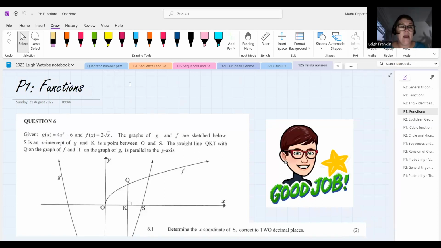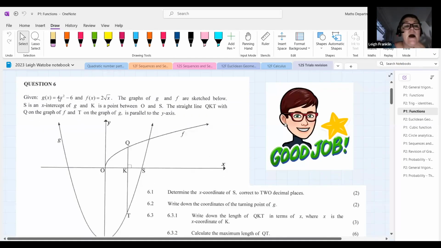It tells us that we have been given two graphs. First of all, we've been given the graph g of x, which is the graph 4x squared minus 6, and the other graph f of x is the graph of 2 root x. They've been sketched below. S is an x-intercept of g. K is a point between O and S. The straight line QKT with Q on graph f and T on graph g is drawn parallel to the y-axis. So it is a vertical line.